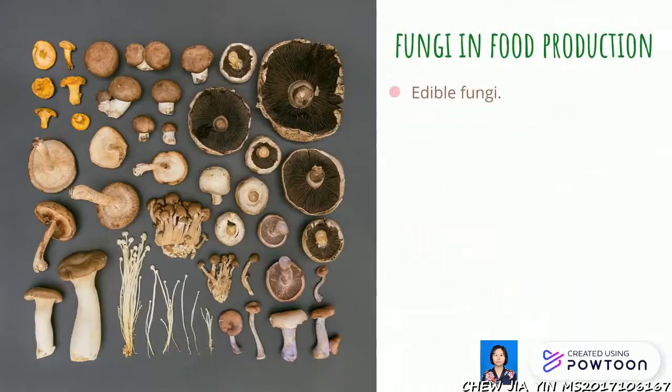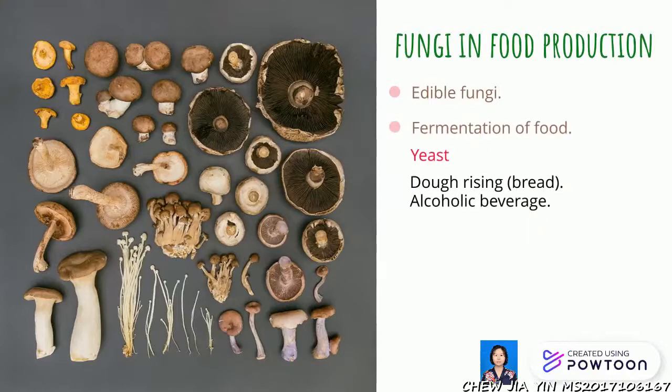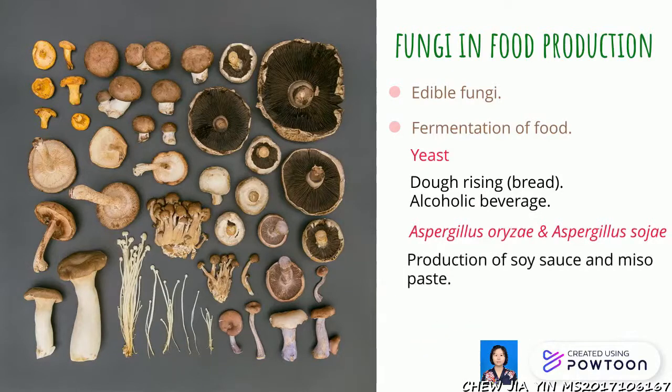Besides the edible mushroom we add during a stir-fry, fungi like yeast have their place in producing fermented food like alcoholic beverages, as well as bread, which cannot be made without yeast raising the dough. Besides that, other examples are Aspergillus oryzae and Aspergillus sojae, which are essential in the production of soy sauce and miso paste that is commonly served in Japanese cuisine.